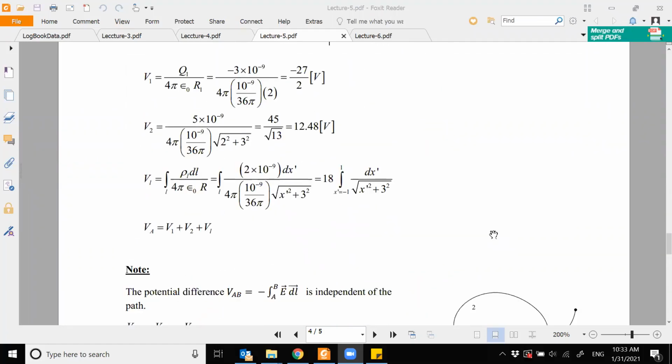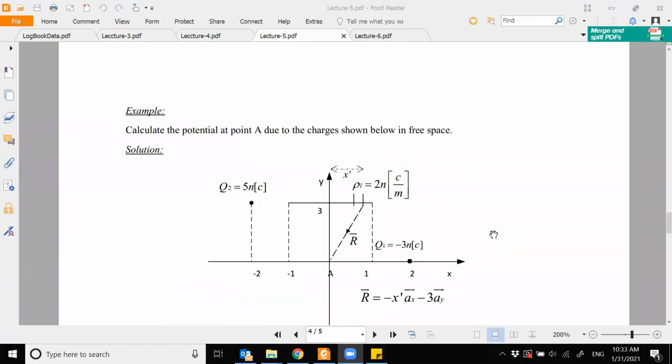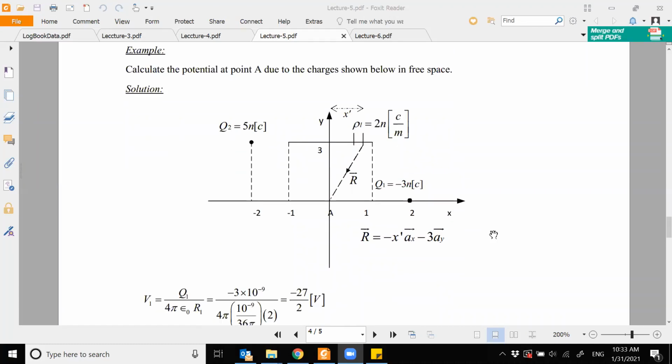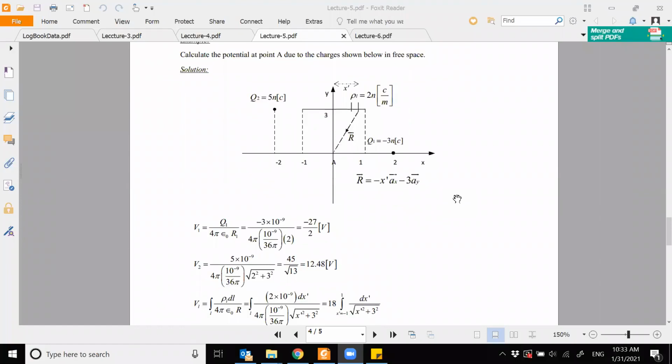So let's take an example. This is a very nice example. The example is saying that you need to find the potential at point A. Let me just make it a little bit small. So this is my point A. We need to find the potential at point A, my observation point, due to the charges shown below. These are given to us.